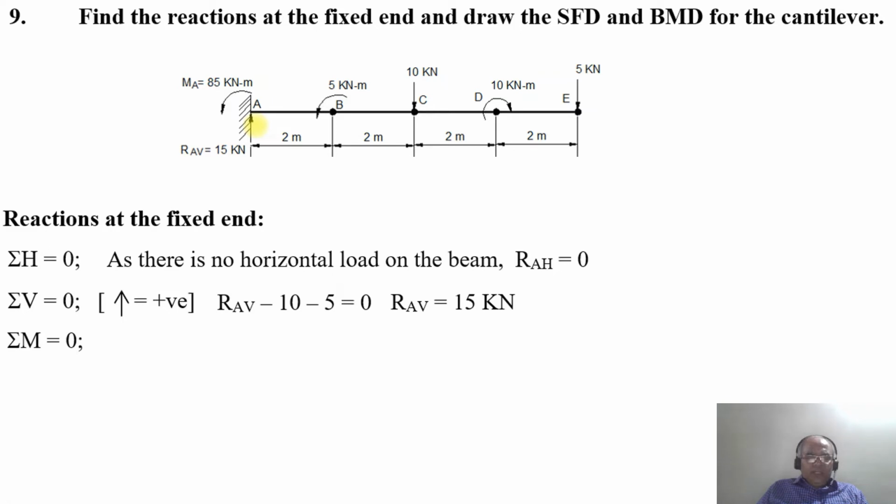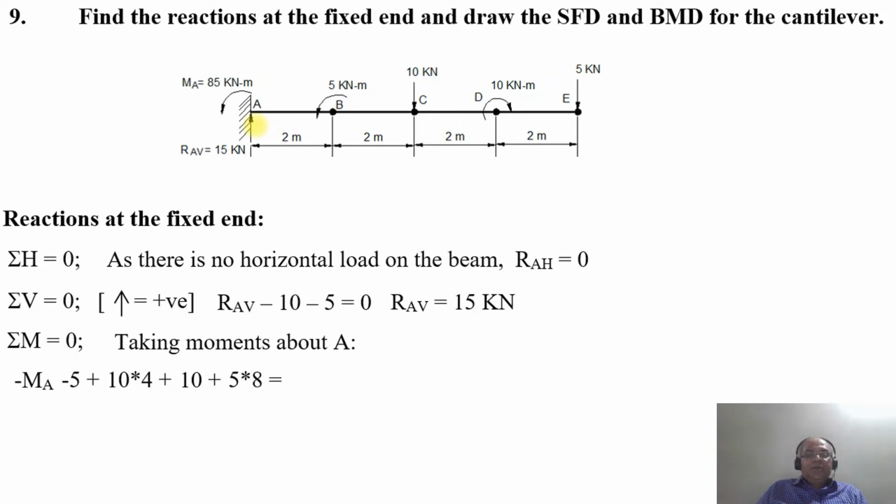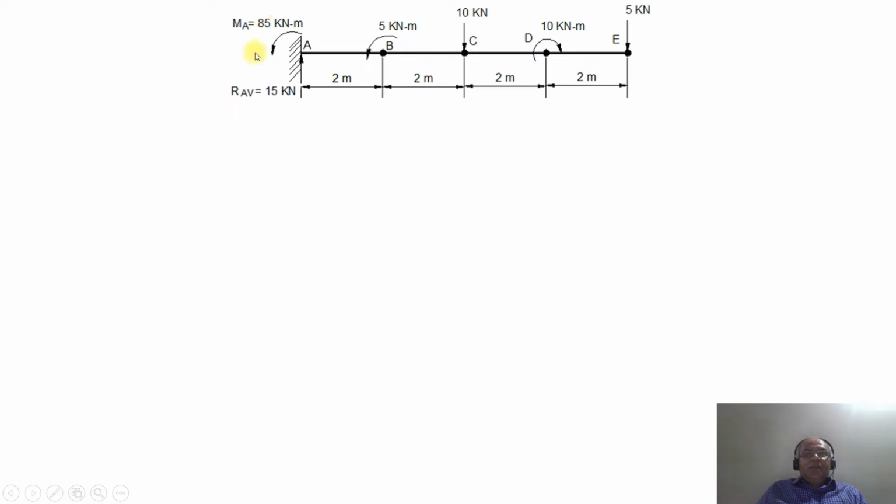Now consider the moment. We will take the moment about the point A. So clockwise couple is going to be positive and counterclockwise is negative. So minus MA minus 5 plus 10 into 4, then plus 10 plus 5 into 8, that will be equal to 0. On simplification, MA will be equal to 85 kilonewton meter, which is going to be acting in the counterclockwise direction.